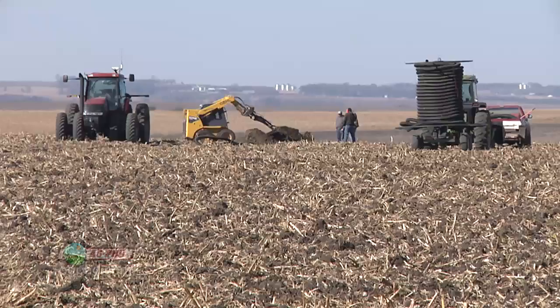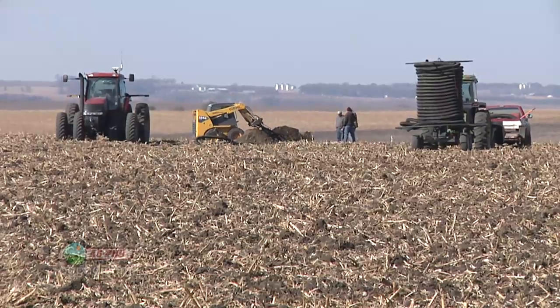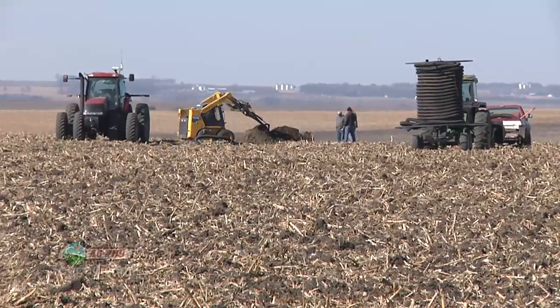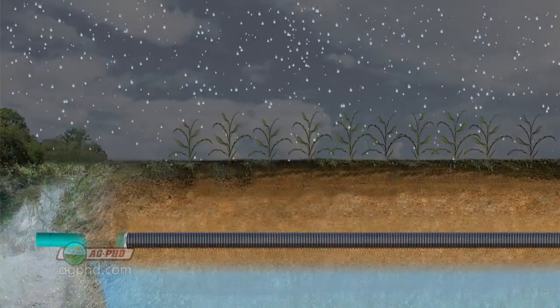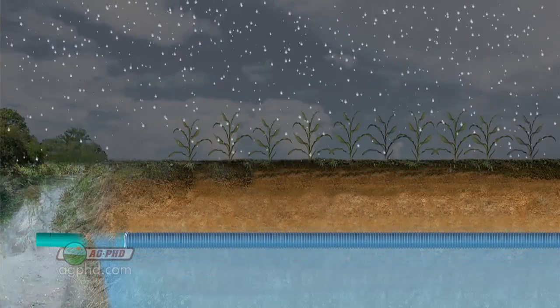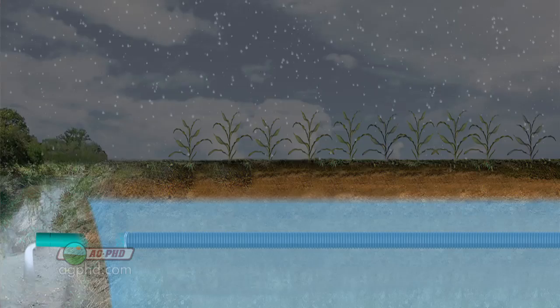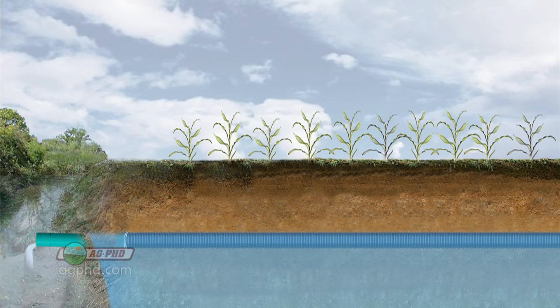The reason why we want to get this tiling done now is so we're ready to go when the wet year comes. Because don't ever forget, the tile isn't going to hurt you at all in a dry year. Tile runs when the water table gets above the level of the tile line. A lot of people think that water comes in from the top into these tile lines. That's not the case. It comes in from the bottom.